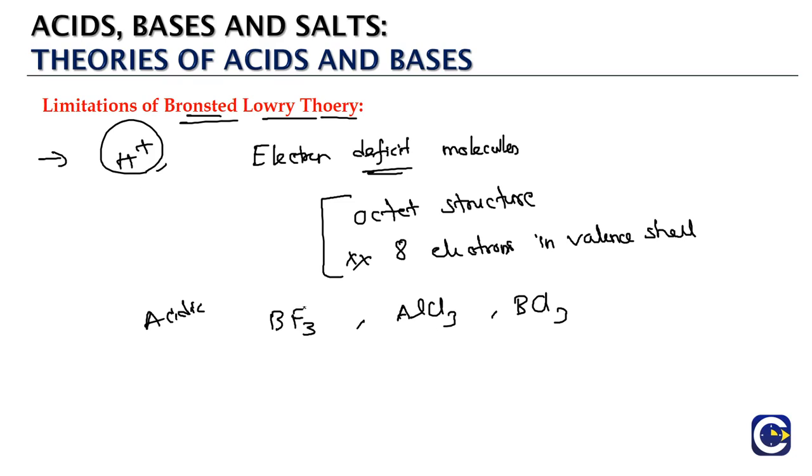So the acidic nature of electron deficit molecules could not be explained by the Bronsted-Lowry theory, and for that there is an altogether new theory of defining substances into acids and bases, which we call the Lewis theory, which is based on electrons. The Lewis theory is able to include even these electron deficit molecules like BF3, AlCl3 and BCl3 into the acid category.